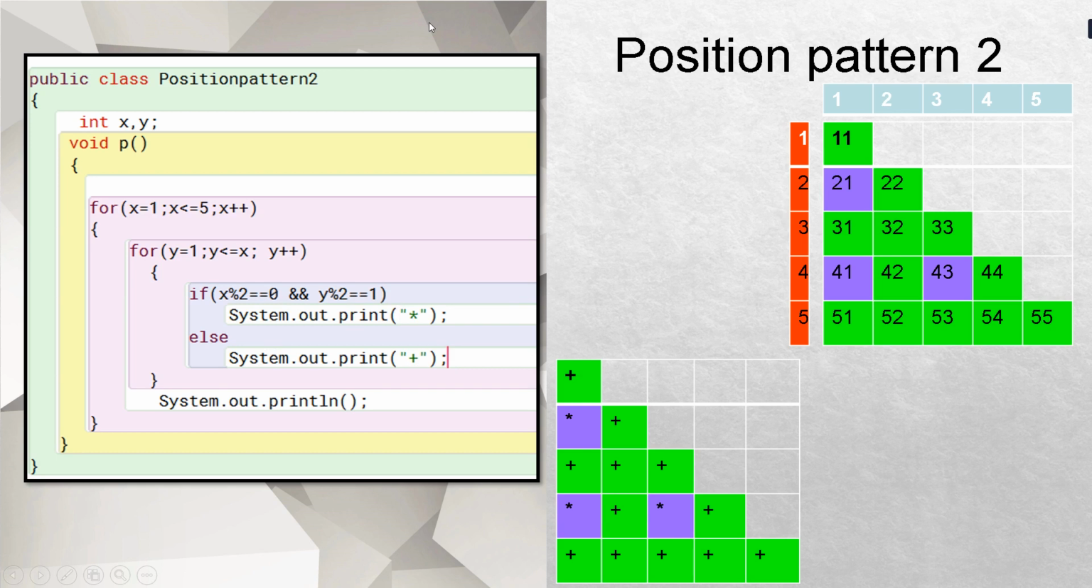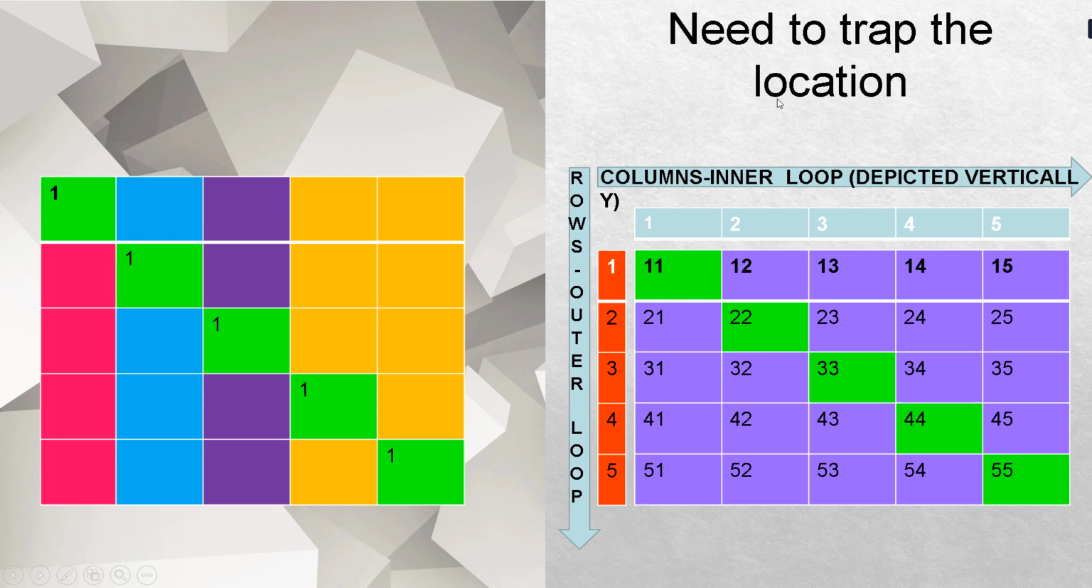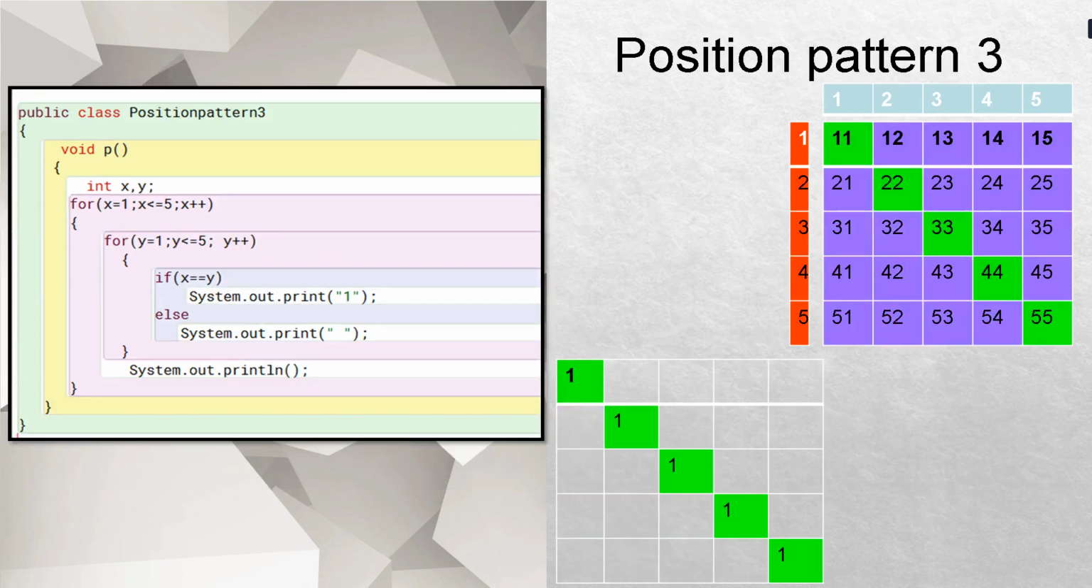Now let's see further. In pattern 3, which I showed you in the beginning, we need to trap the location. Over here we trap these locations, and once they have been trapped, you can easily print them. So I think this would be much easier for you now to understand. These locations have been trapped: 1 1, 2 2, 3 3. Here x and y both are equal, and we definitely need a loop for this kind of shape, because we need to go till the fifth column.